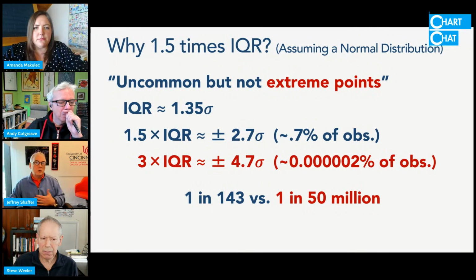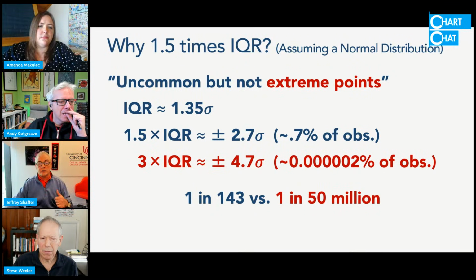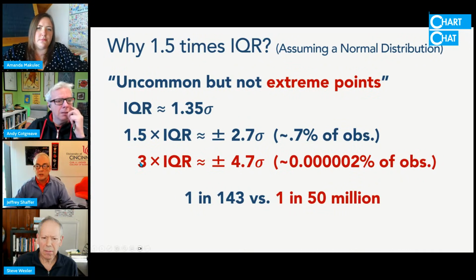Same with a 2 IQR. If you went at 2 IQR, you'd be like 1 in 1,500 points. And so you're getting too rare for the outlier to be meaningful. So that's really the purpose of this 1.5 times IQR.